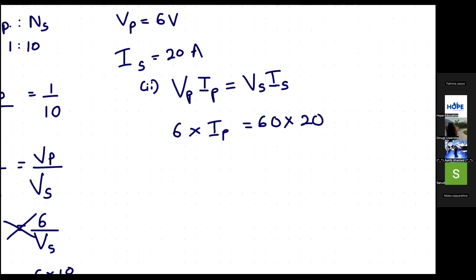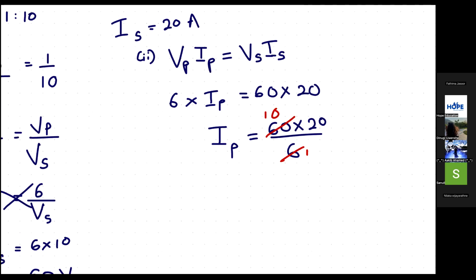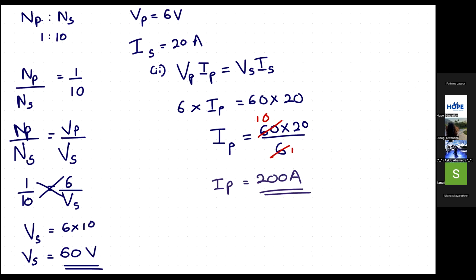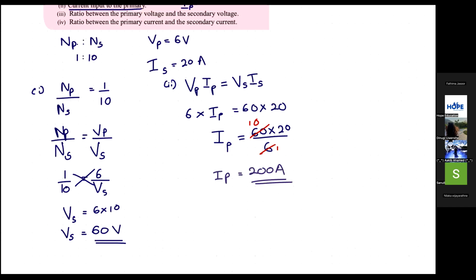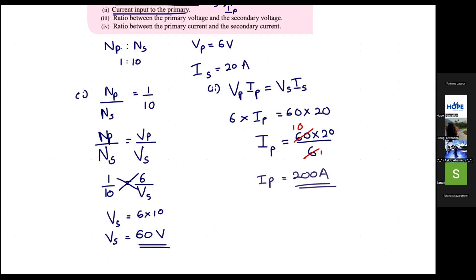This 6 I will bring to the other side. So IP equals 60 multiplied by 20. This 6 I bring to the other side, then it becomes division. So 6 times 1 is 6. 6 times 10 is 60. 10 multiplied by 20 is 200. Give me a thumbs up if you got this answer. Okay, great.